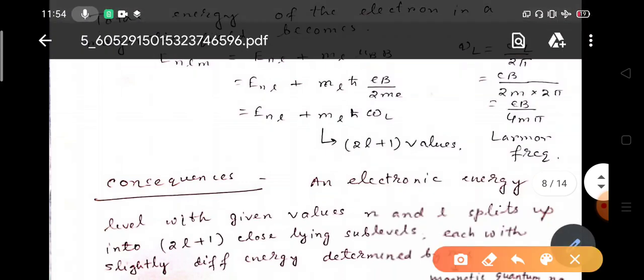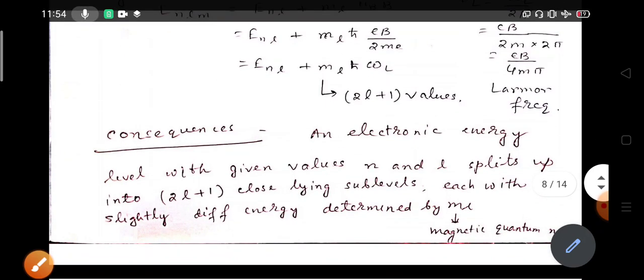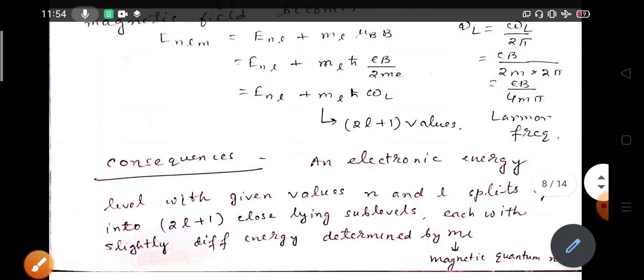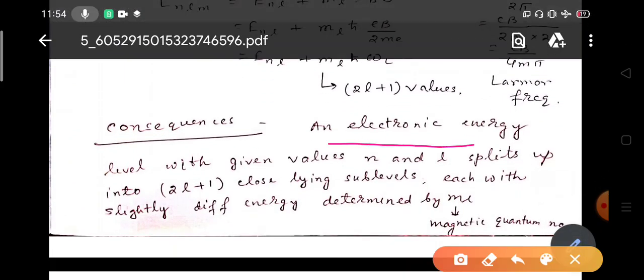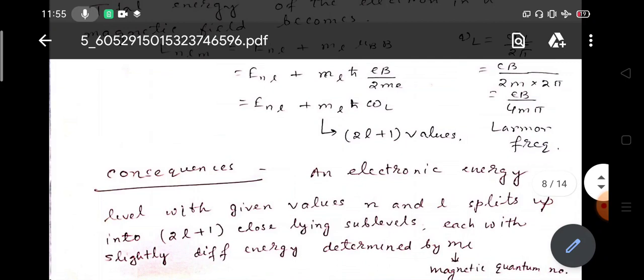So here you have to understand that the total energy of the electron depends on L as well as the value of ml, and ml can have 2L plus 1 different values. So what are the consequences of this equation, taking space quantization into account? The consequence is that an electronic energy level with given values of n and L splits up into 2L plus 1 closely lying sharp levels, each with slightly different energy determined by ml, because ml has different values.